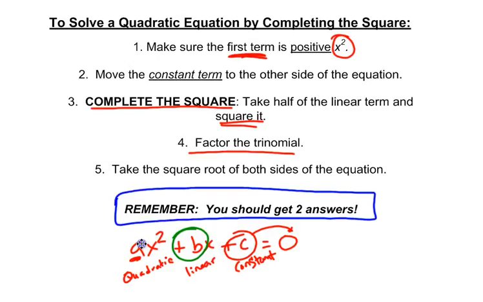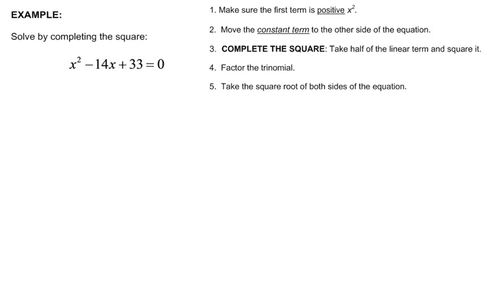All right, all that said, let's jump in and look at a couple of examples and clear up all the information we've talked about. The first thing we're going to do is look at this problem here, x squared minus 14x plus 33. And I've got the little checklist over here that we're going to go through and make sure that we follow the steps and understand what's going on. The first thing is make sure the first term is positive x squared. Well, in this case, we look there and we do have a positive x squared as our first term.